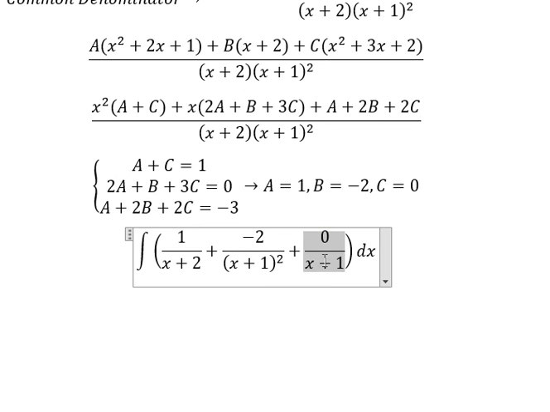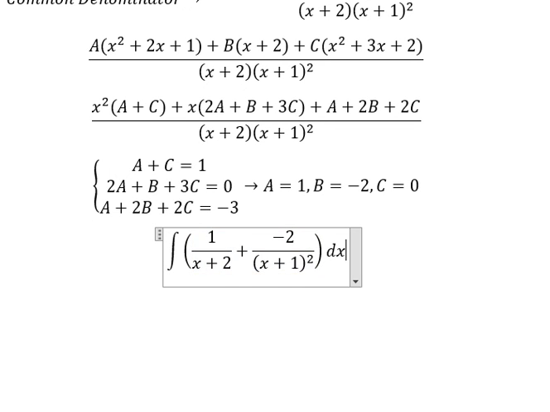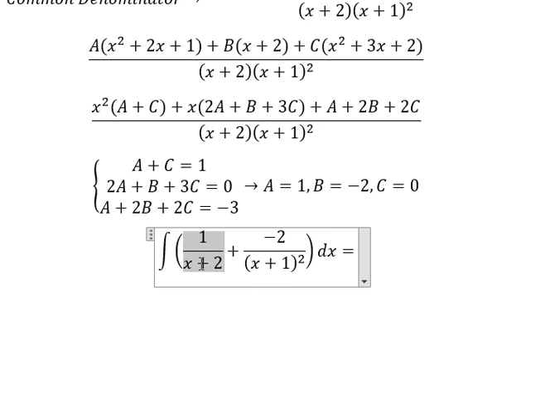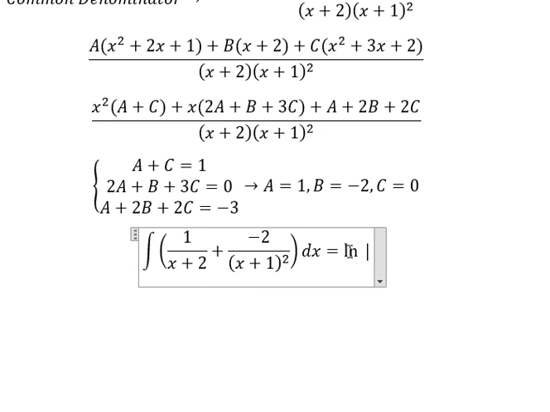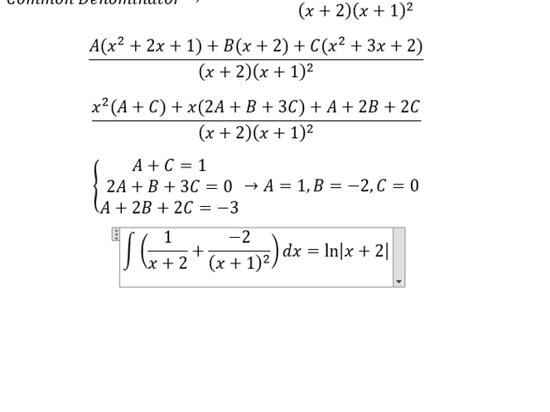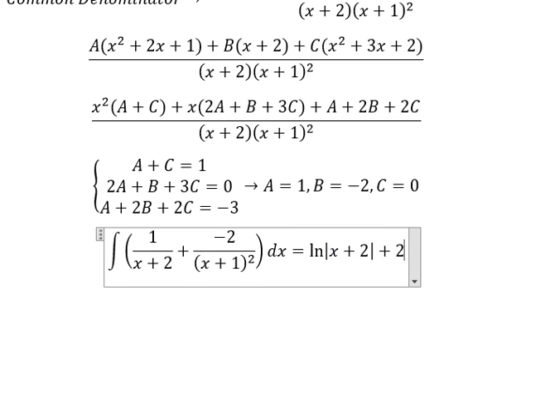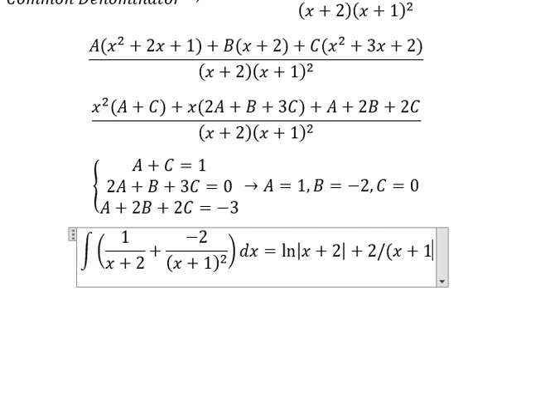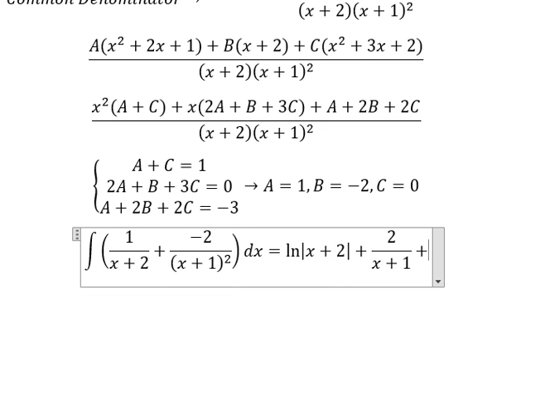So we need to simplify this. The integration of this one, we have ln of the absolute value of x plus 2. The integration of this one, we have positive 2 over x plus 1, and then we add C.